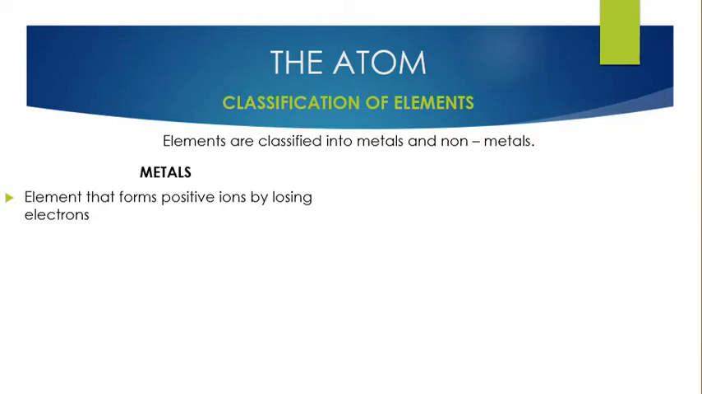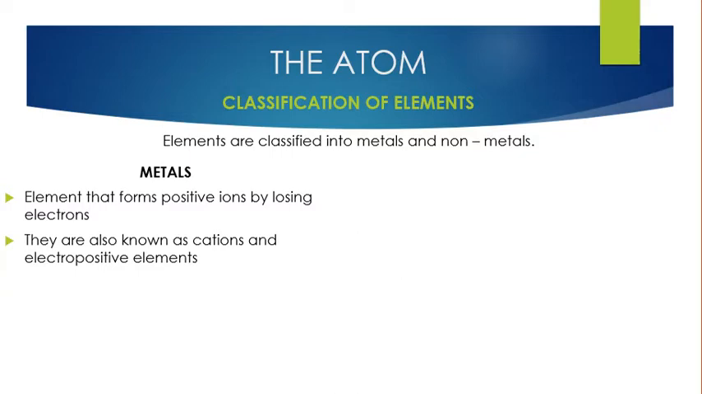So apart from metals being elements that form positive ions, they are also known as cations and electropositive elements. The other name is cation and the other name is electropositive because they become positively charged. Cations because they are attracted to the cathode during electrolysis. Later in chemistry we'll look at electrolysis and you will know how this name cation comes about.